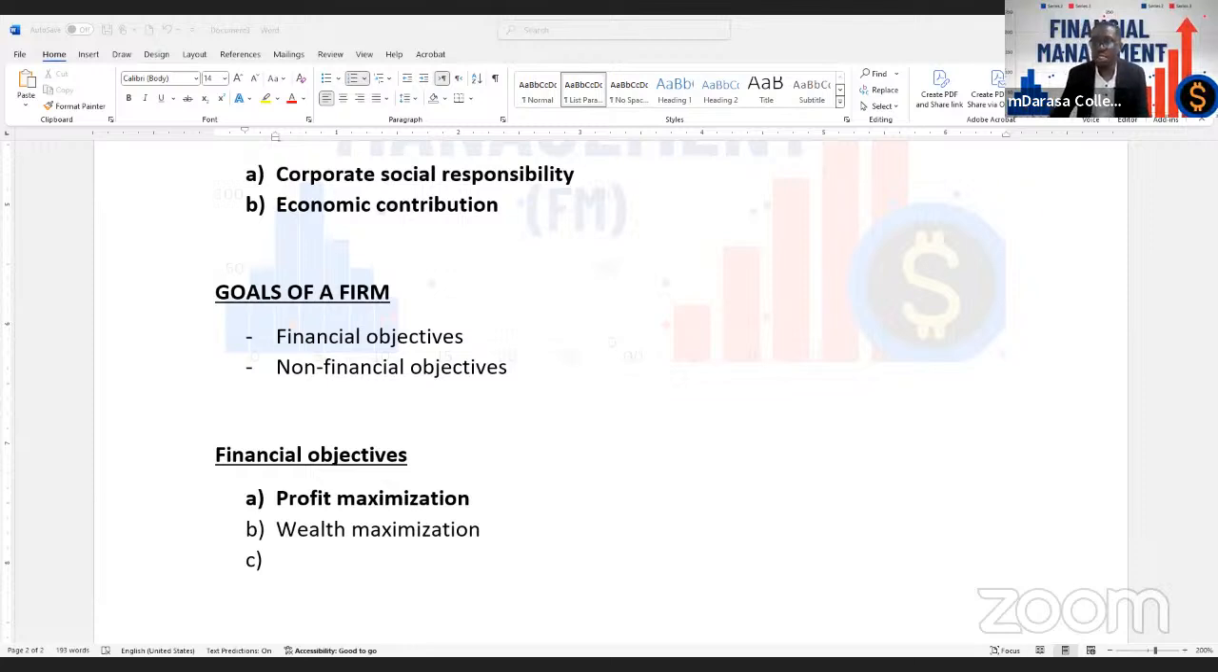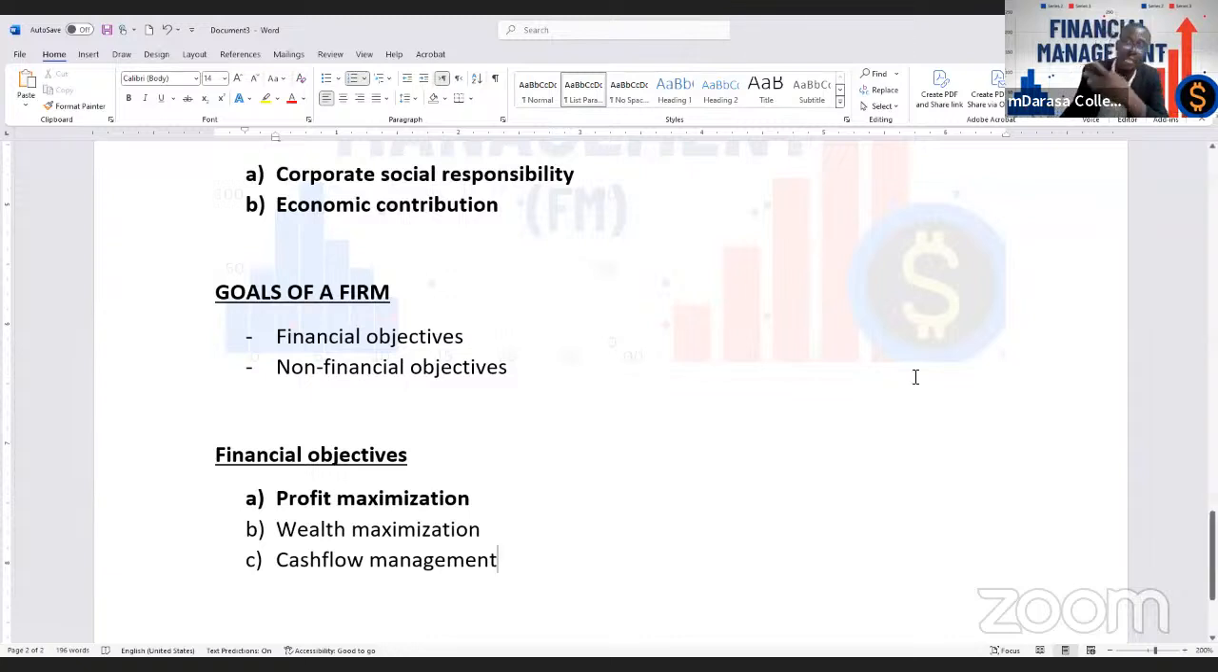Another objective will be cash flow management. This is also another financial objective. When we are talking about cash flow management, this is simply to ensure that we have positive cash flows at any given point in time, to maintain liquidity and meet our obligations. Like the way Eric was telling us, if I'm being paid late, it will simply indicate that you're not performing well.